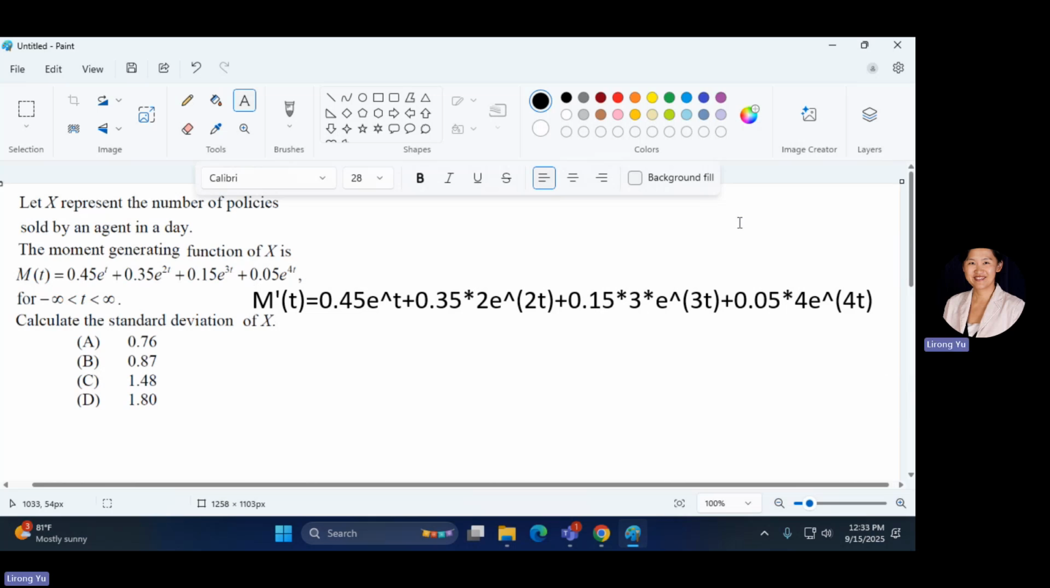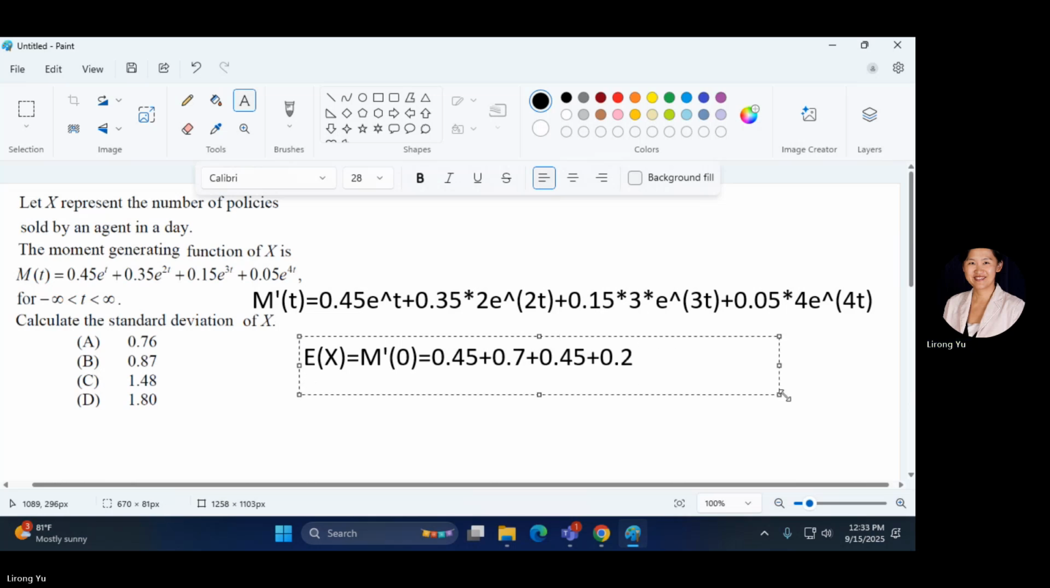Right, that's the first derivative, and we wish to find f prime of 0 because that will be the expectation of x. In that function, if we make t equal to 0, e to the t equal to 0 will be 1, so that is 0.45 plus 0.7 plus 0.45 again, plus 0.2. And that's 1.8.